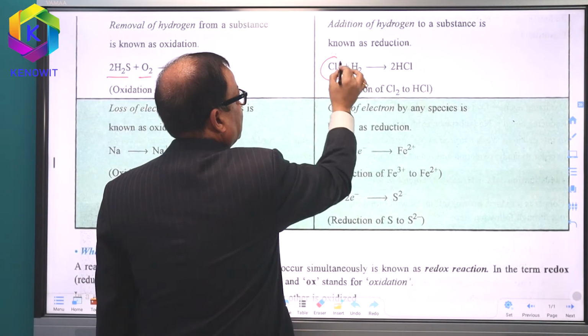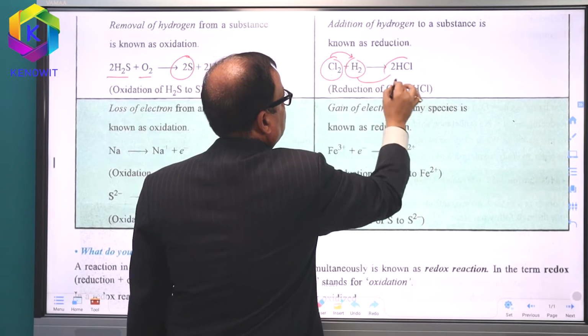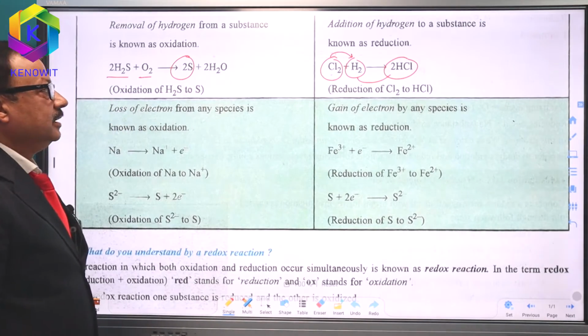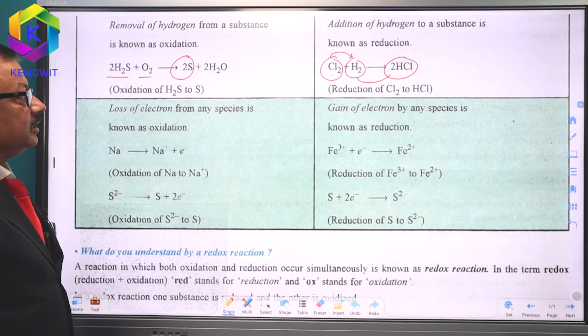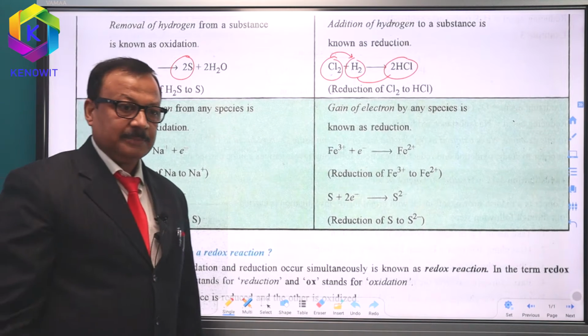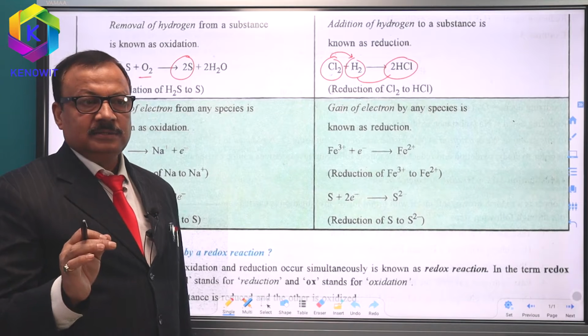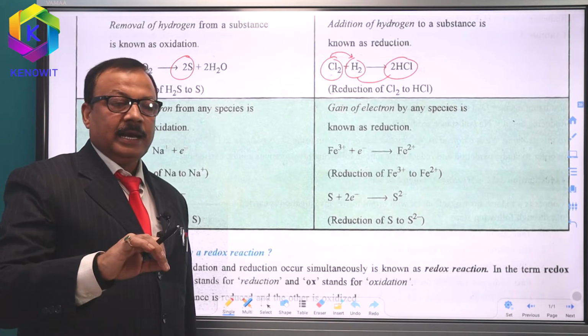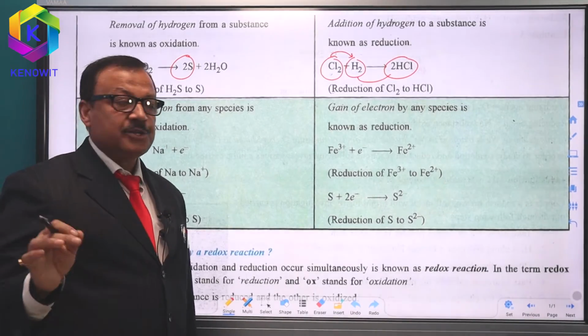Like chlorine combines with hydrogen and gives 2HCl. So formation of hydrochloric acid is due to addition of hydrogen to chlorine. This is known as reduction. Then the classical concept and the electronic concept. The electronic concept means addition of electron and removal of electron, electronation and de-electronation.